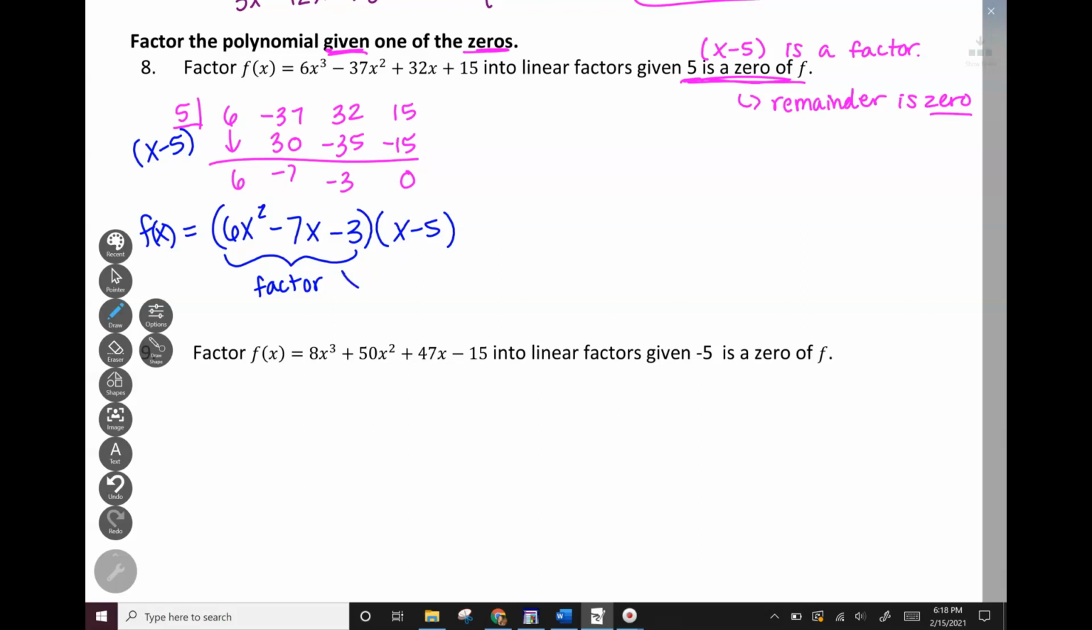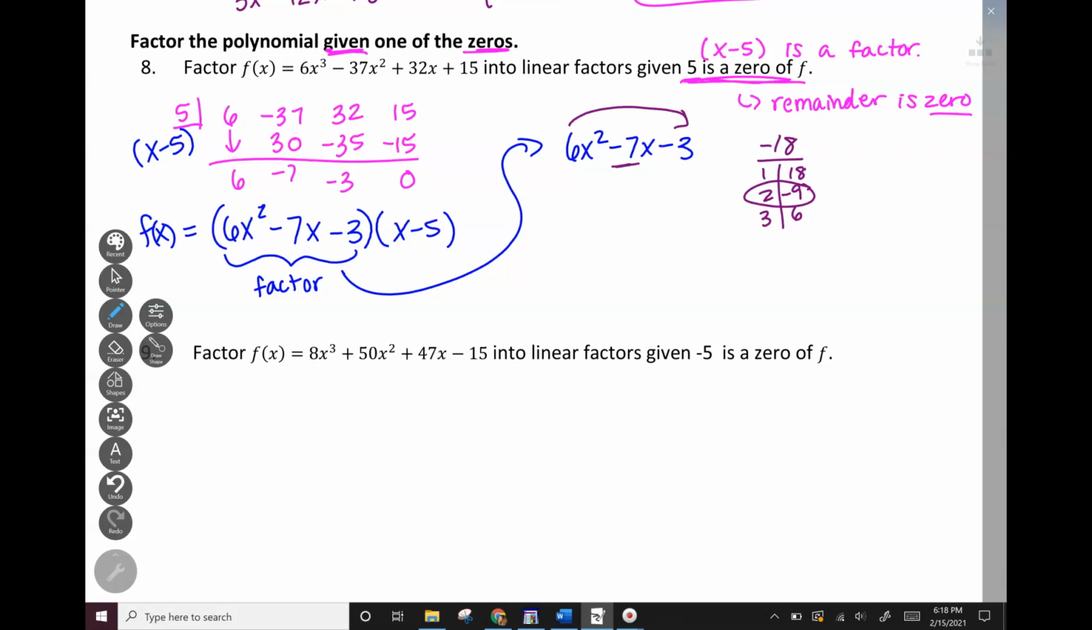Okay, so I'm going to do that over here. 6x squared minus 7x minus 3. So I'm looking for two numbers that multiply to 6 times negative 3, which is negative 18. So I've got 1 and 18, 2 and 9, 3 and 6. Do this however you're comfortable. So two numbers that add to negative 7, 2 and negative 9.